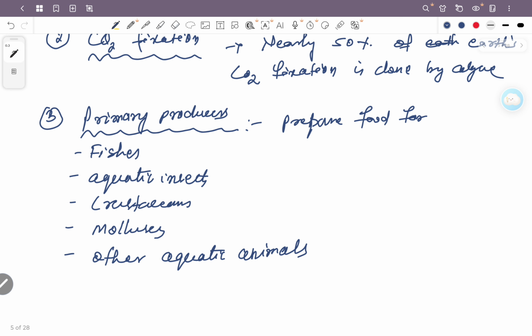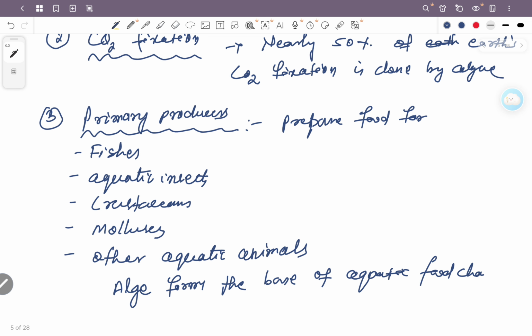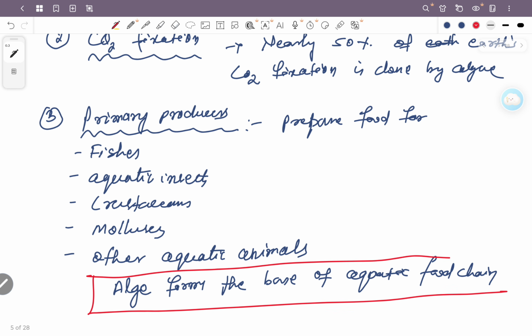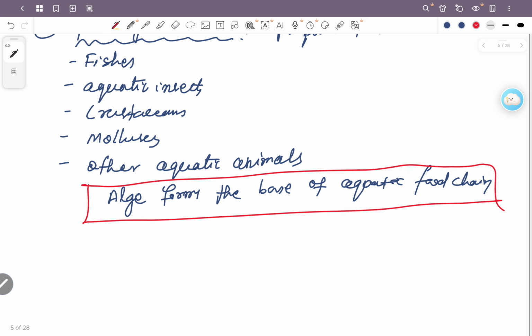Okay, and the algae form the base of the aquatic food chain. Very, very important. Algae form the base of the aquatic food chain. Okay, so I'm highlighting this one. So this is how the algae act as the primary producers.